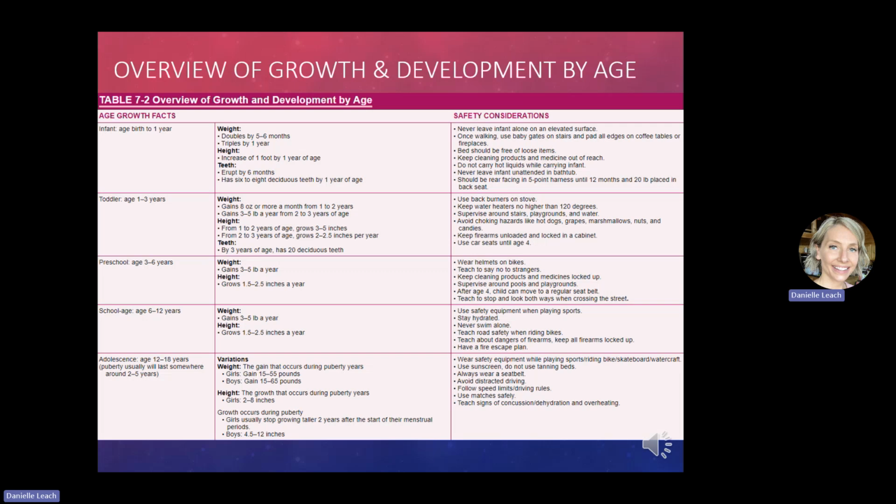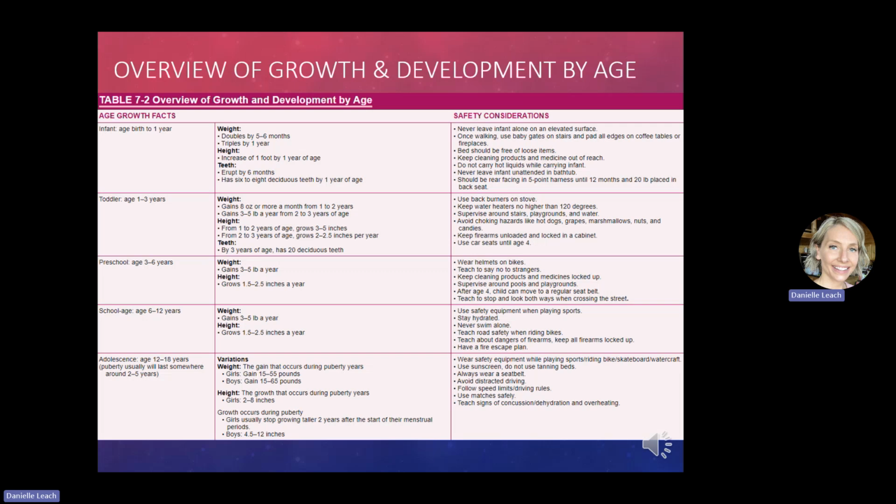But for infants, what we need to know is that their birth weight doubles by about 6 months of age. So say the baby was born at 7 pounds. By the time they're 6 months of age, they should be about 14 pounds. Also, by the time they're 1 year, their birth weight should triple. So again, that same baby that was born at 7 pounds should now be about 21 pounds by the time they're 1 year of age. You don't need to memorize the height for babies.